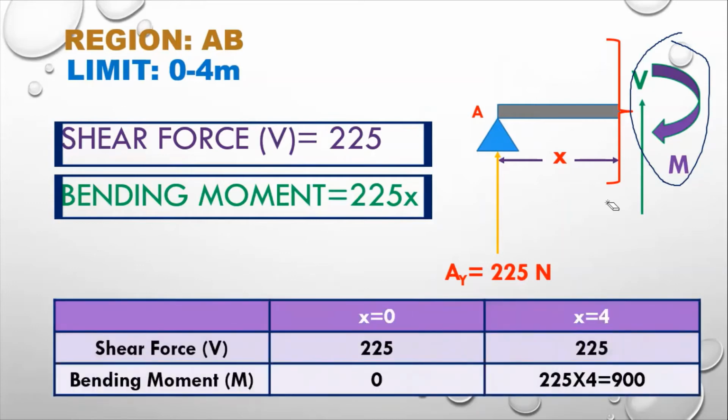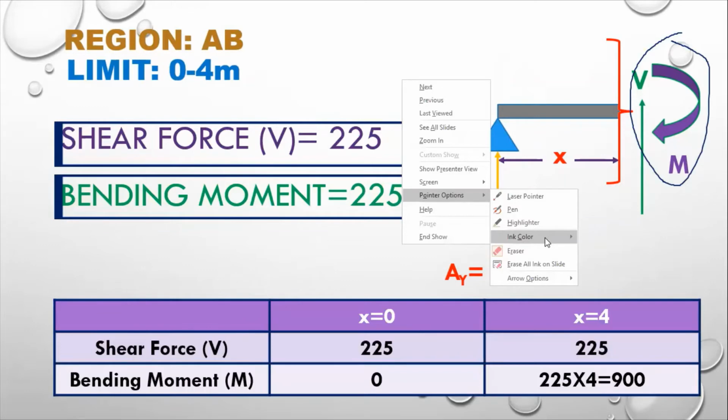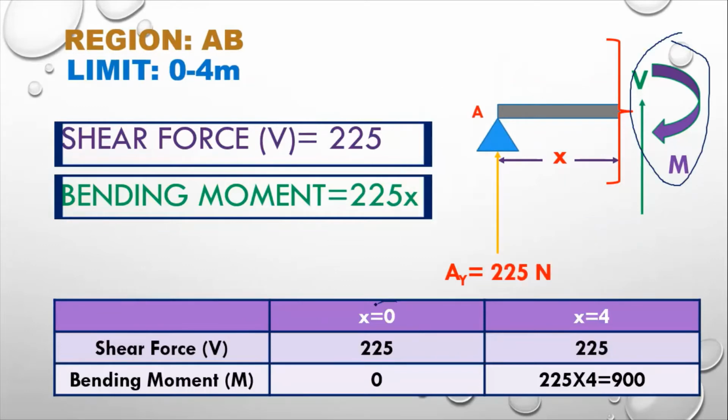I have drawn the table over here. You can see, let me take the pointer option here, in blue color: x equals 0 and x equals 4. So the shear force value is coming out to be 225. If I put 0 here, there is no x value over here, so this is a constant value, and it will come the same at x equals 0 and x equals 4. If x lies over here, I have to put the values of x, 0 and 4, and then simplify it to get the value of shear force.